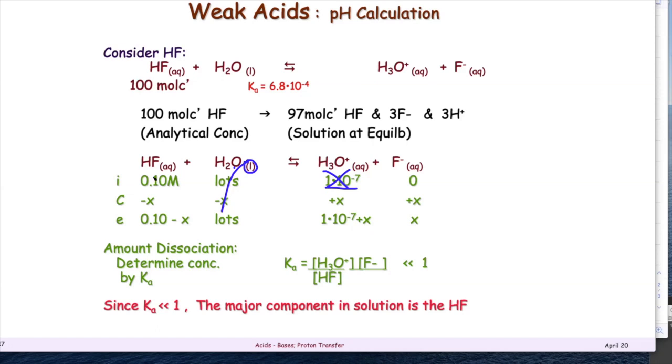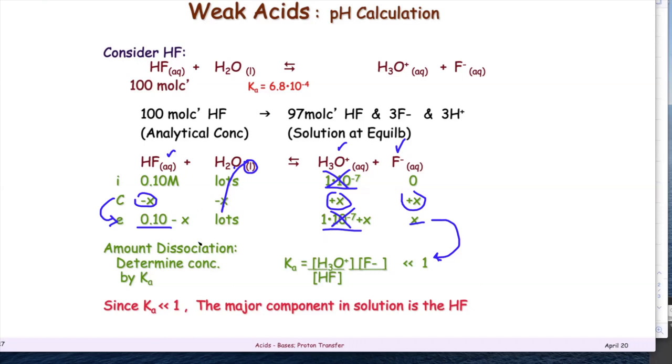So we set up our ICE table. This will dissociate to minus X. This will be plus X, plus X. And so at equilibrium, what you have is 0.1 minus X, 1 times 10 to the minus 7 plus X, and then X here. And we can ignore this because we can assume that X is bigger than 1 times 10 to the minus 7. That's one of the assumptions that you have. And so you get this mass action expression right here. And you see how simple it is? It's basically hydronium times fluoride divided by the concentration of HF.